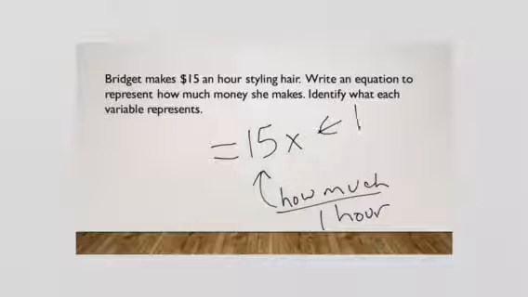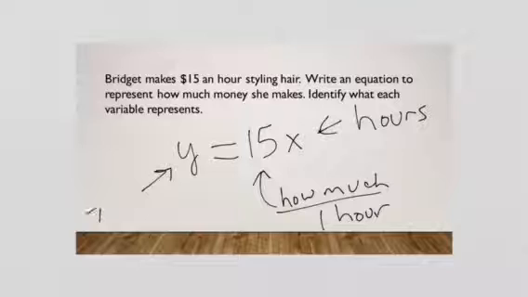that is how many hours she works. Because you think about it. If she works 1 hour, she gets $15. 2 hours, she gets $30. So what would this be over here? What would our y be? That would be our total amount paid. How much we have to pay her.